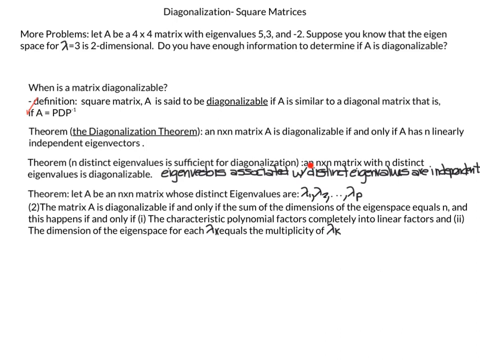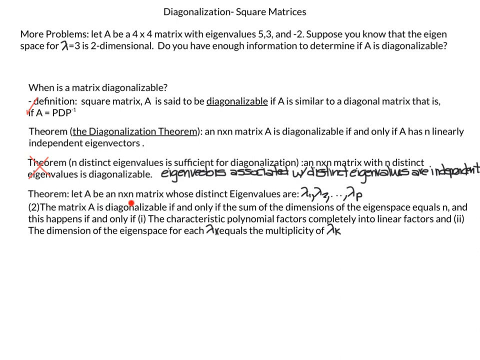This one here, an n by n matrix with n distinct eigenvalues is diagonalizable. But here we only have 3 distinct eigenvalues for n equals 4. So we can't use this one, so at least I can eliminate this one. Not applicable.